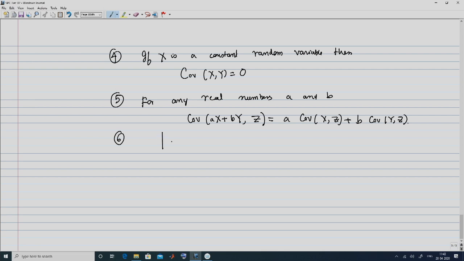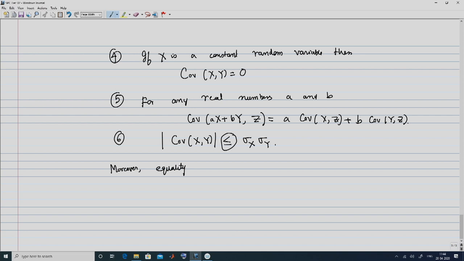model. Finally, one property is that the absolute value of covariance of xy is going to be less than or equal to the standard deviation of x into standard deviation of y. Moreover, just one more observation. Here this is an inequality, so I need to look at under what circumstance the equality will take place.